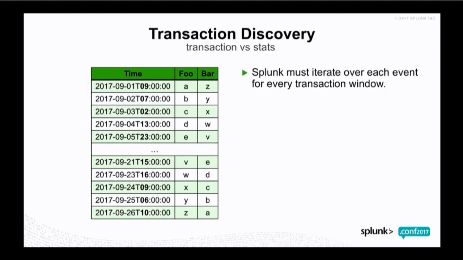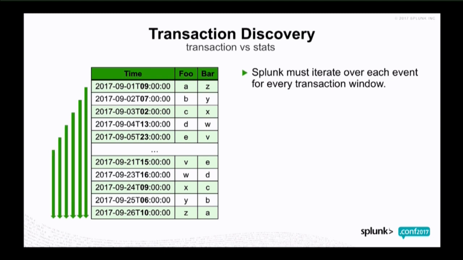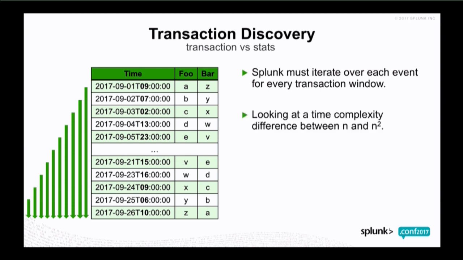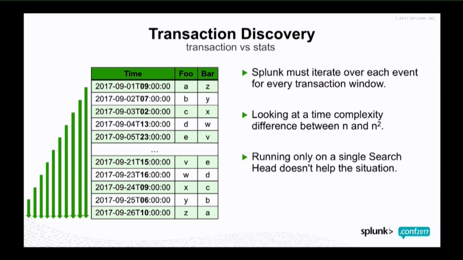Transactions, on the other hand, another mouthful, but Splunk must iterate over each event for every transaction window, which looks something like this. So for every event, we have to run through all the events to make sure that no other event matches that transaction window, and then mark the start and stop times, plus the duration and the events. So this gets you a time complexity difference between stats of n and transactions is n squared. Plus, it's all running on the search head. So you can see where performance quickly degrades when using transactions in this manner.